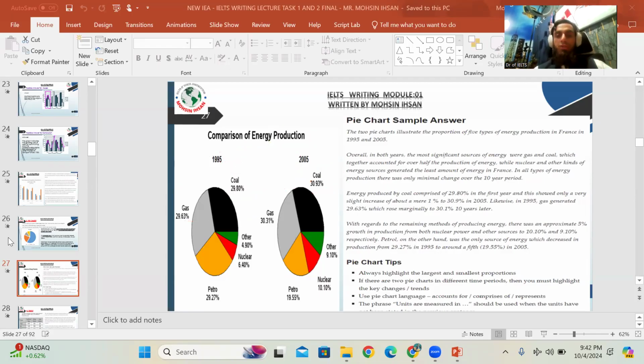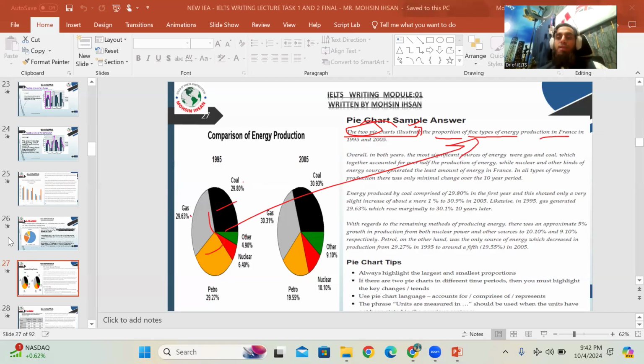Now, see for the introduction: the two pie charts illustrate. The S is gone because there are two, so no S here. The proportion of 5 types of energy: 1, 2, 3, 4, 5. Got it? We got 5 from here. In France, in 1995, and in 2005, right?